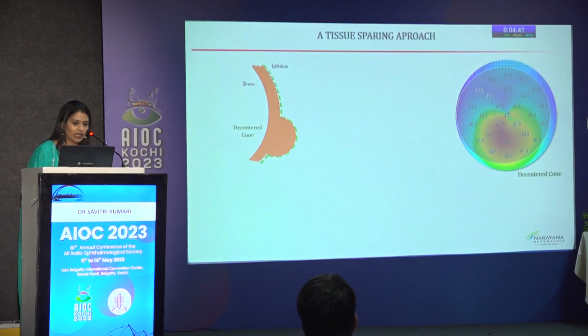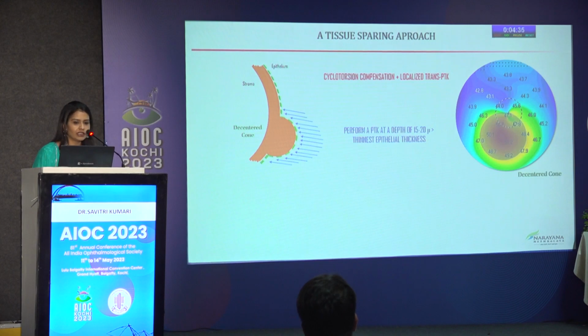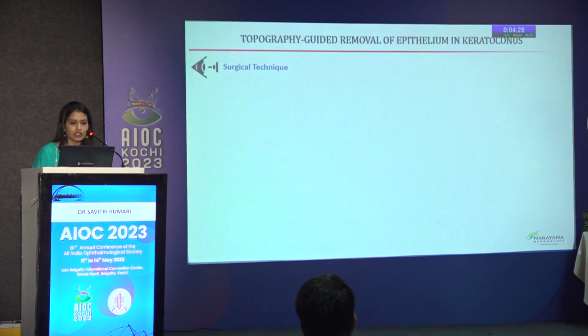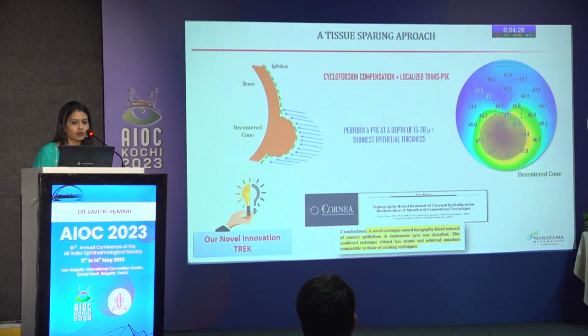So for such kind of eyes, we have devised a novel tissue sparing approach, which is known as topography guided removal of epithelium in keratoconus, that is TREC. So TREC essentially is a cyclotorsion compensated localized trans PTK, wherein PTK is performed at a depth of 15 to 20 microns along with the thinnest epithelial thickness.